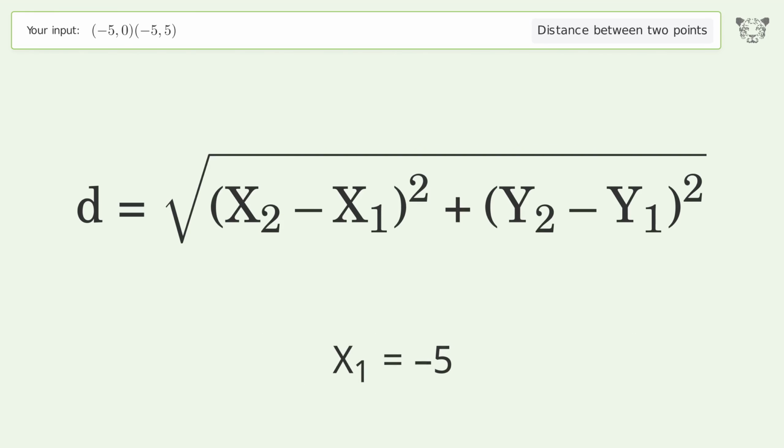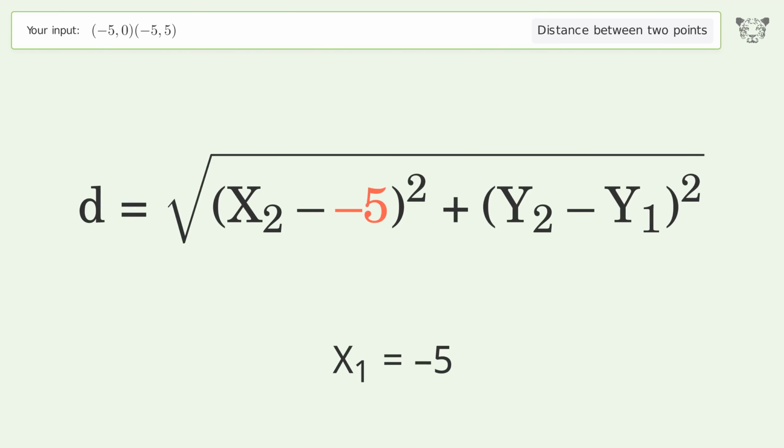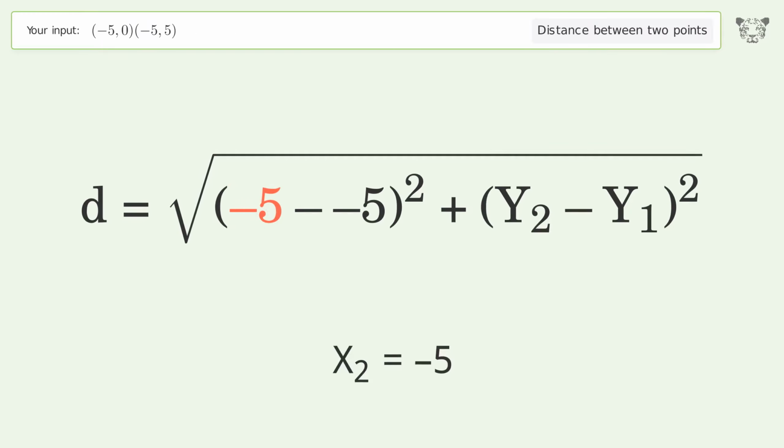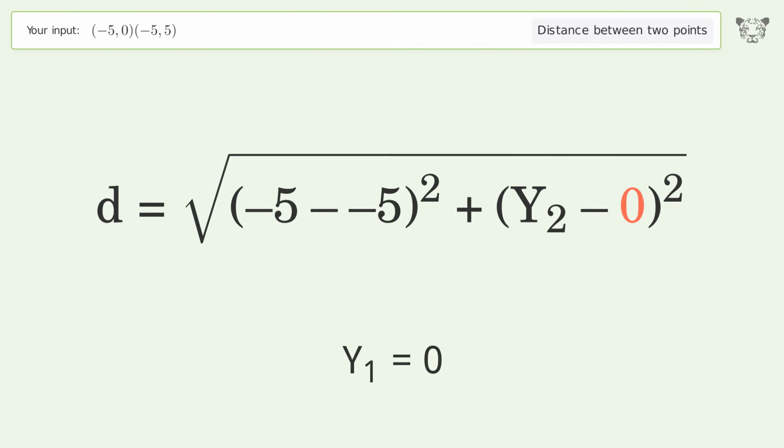x1 equals -5. x2 equals -5. y1 equals 0. y2 equals 5.